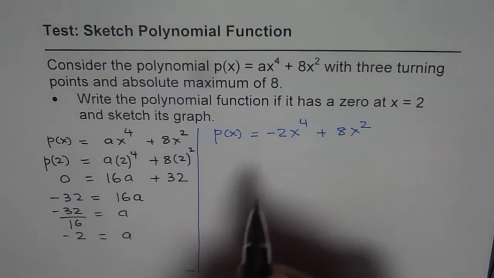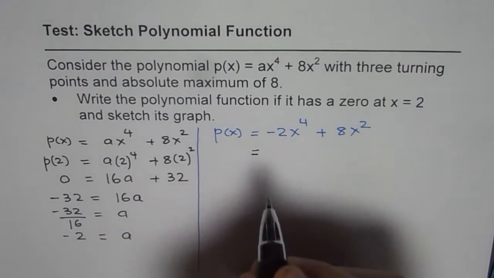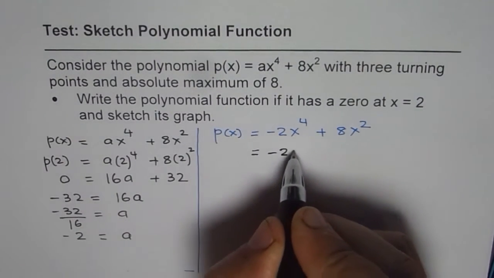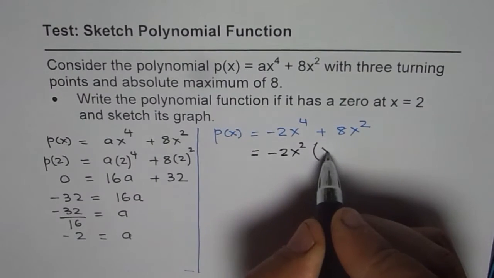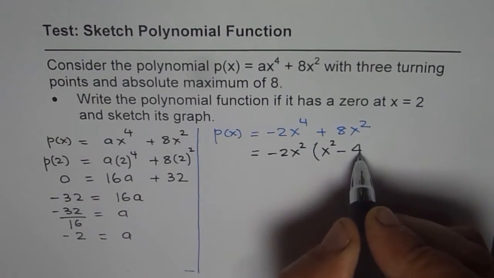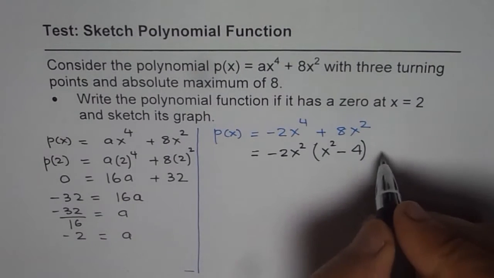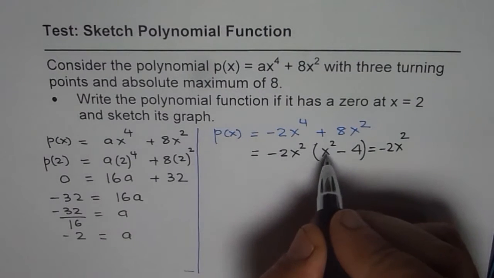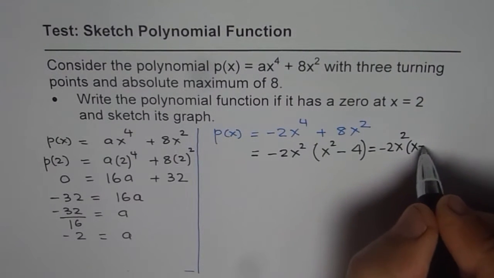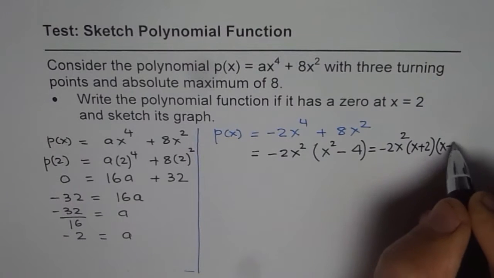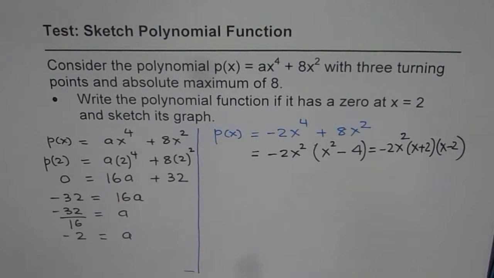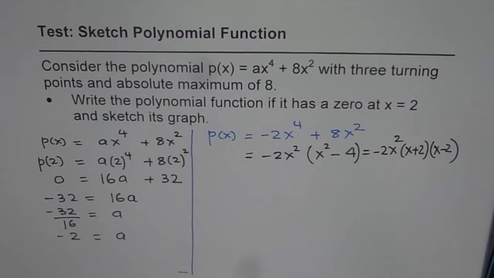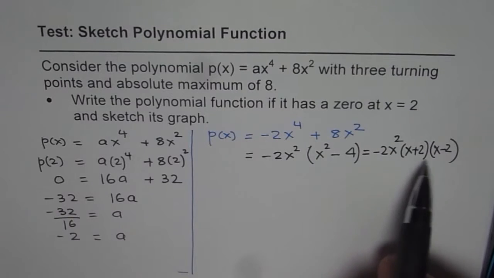So let's factor this so that we know exactly where the zeros are and what type of zeros we have. So we can factor minus 2x squared. That will give us x squared minus 4. And that could be written as minus 2x squared, and x squared minus 4 could be written as x plus 2 times x minus 2, correct? I hope you can see this. Okay, let me push it a bit on the left side. Okay, I think that's very clear. So that gives us 3 zeros, right?